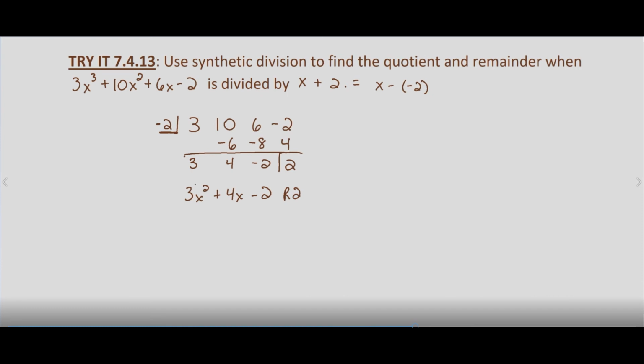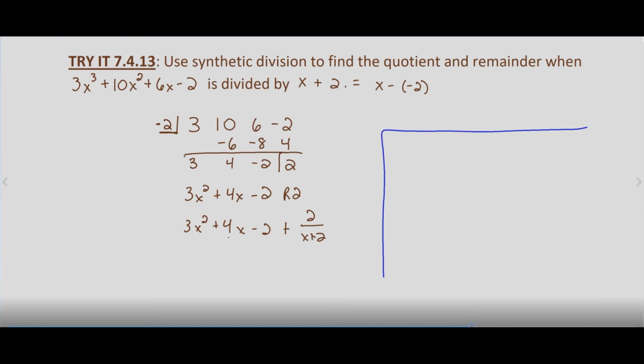But if you remember what a remainder means when we went over that with long division, we could technically rewrite this as 3x squared plus 4x minus 2 plus 2 over our divisor, x plus 2. We weren't asked to do that, but that way we have two ways we could check now. We want the quotient times the divisor plus the remainder to equal the dividend.